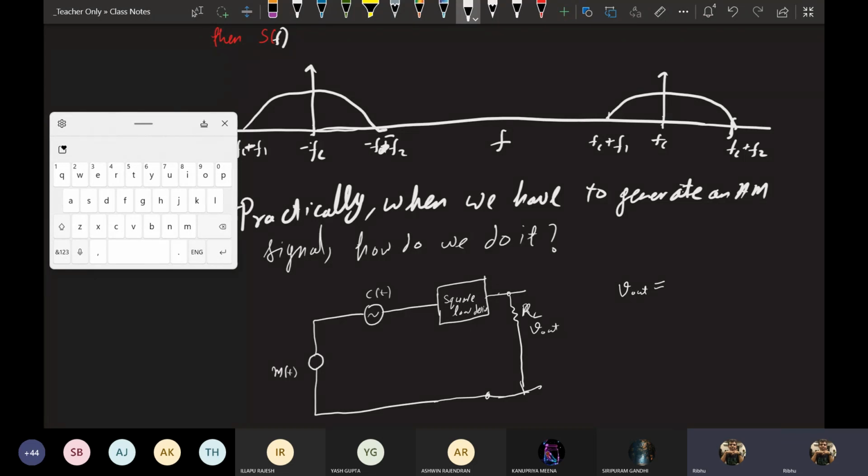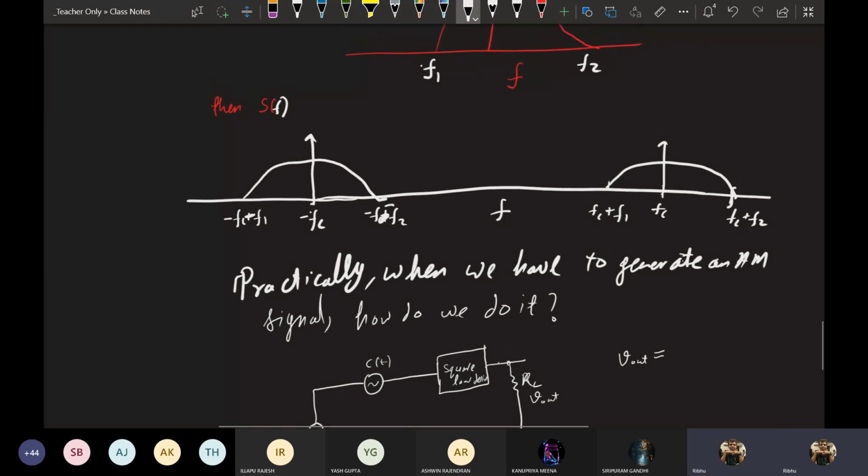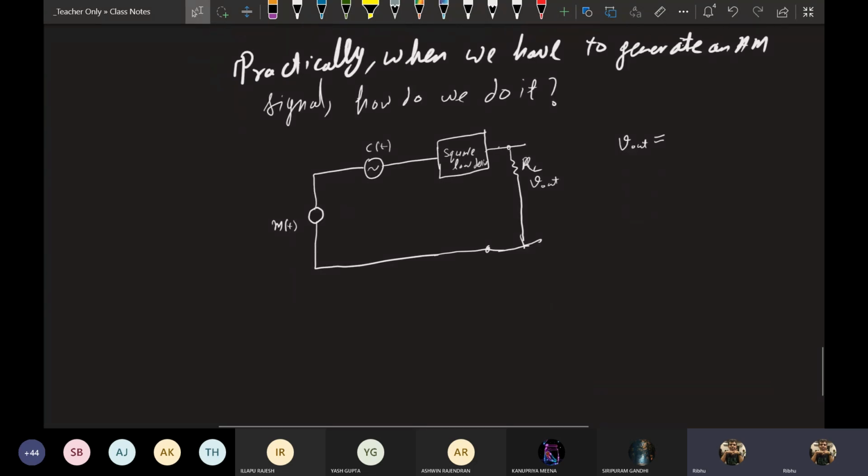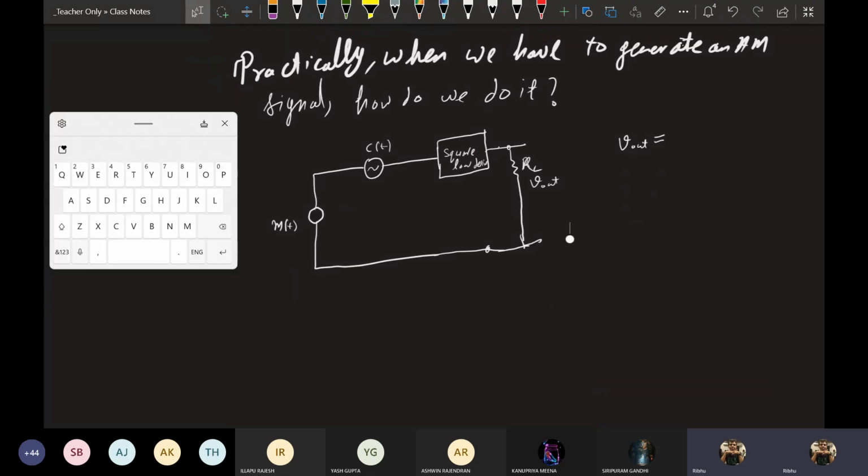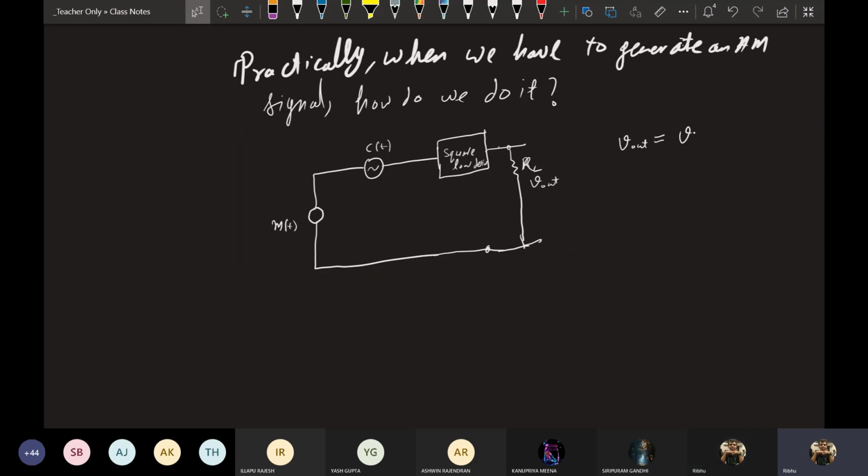But practically a square law device is not possible. So we end up using things like diodes, or there is actually a multiplier that we practically use that is known as the AD633 multiplier. But V out equals (whole square).